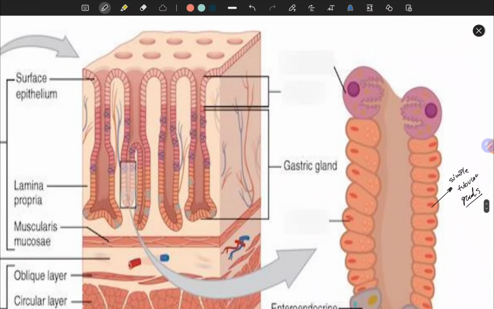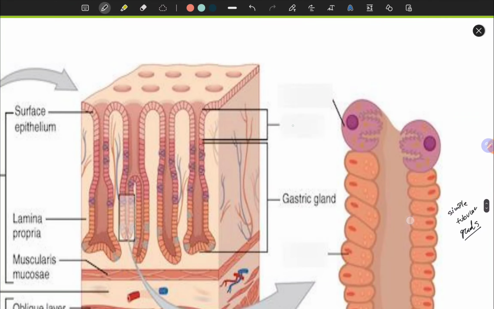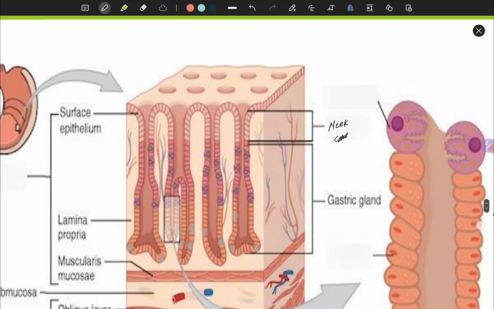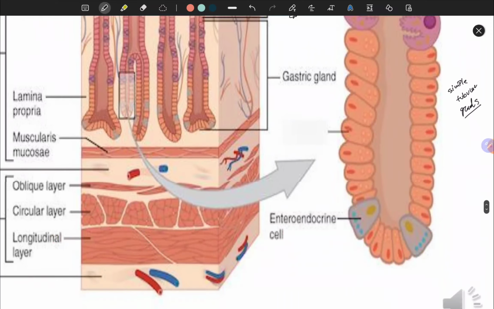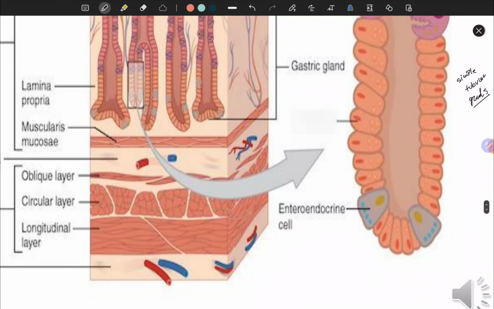Here you have the mucous neck cells. The acidophilic type cells, because they are pinkish in color, these are the parietal cells. Deeper, we have the zymogenic cells. And at the base of the gland, we have the enteroendocrine type of cells.